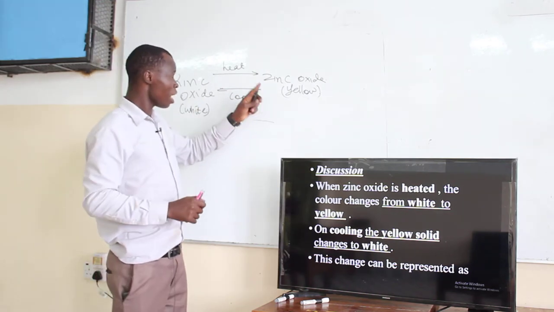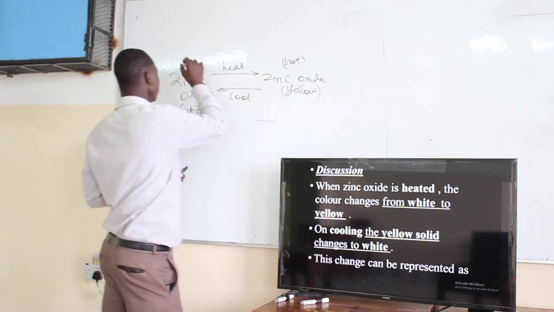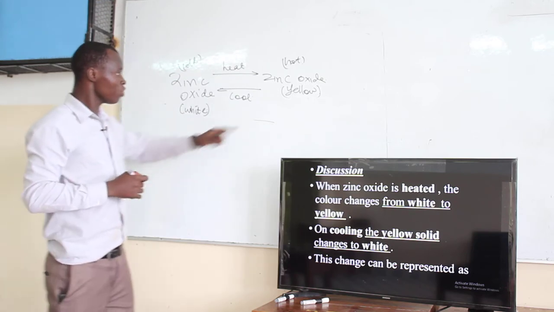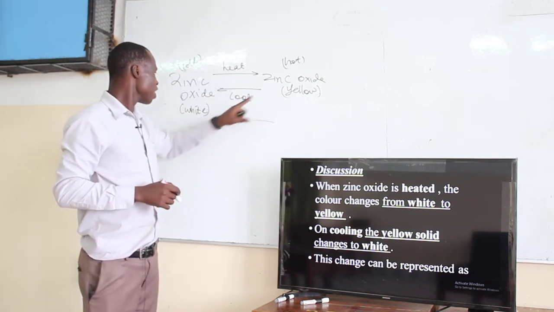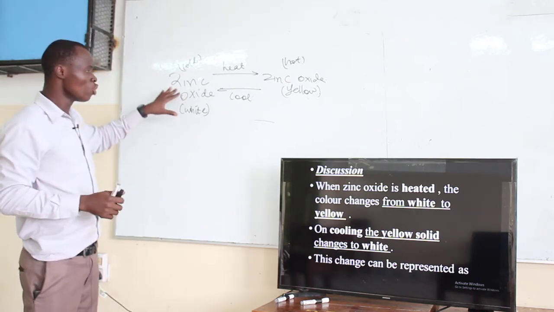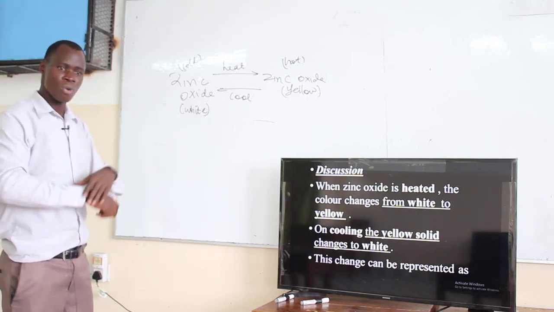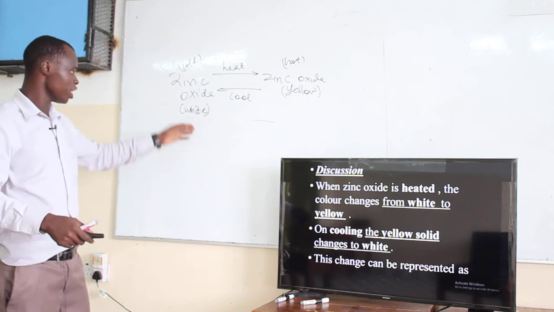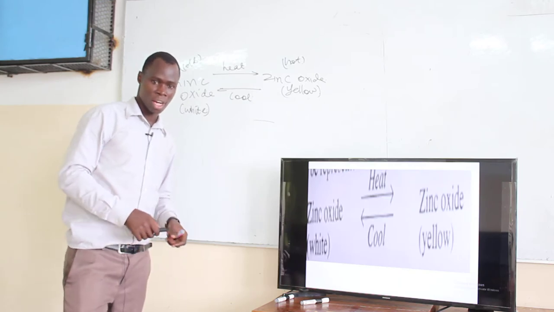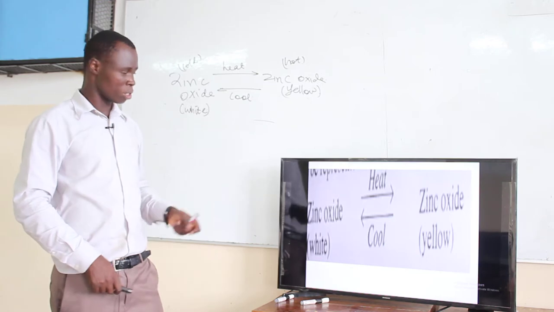Now this one is hot and this is cold. When you cool this zinc oxide, the color is going to revert back to white. In other words, no new substance is formed. You just heat it, it changes color. When you leave it in the air to cool, it goes back to its original color. That is what is realized. That is the zinc oxide I have just drawn on the board.